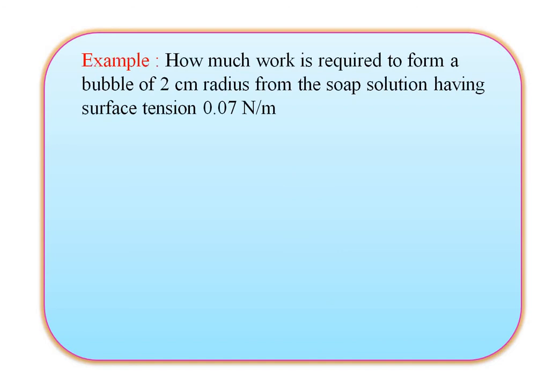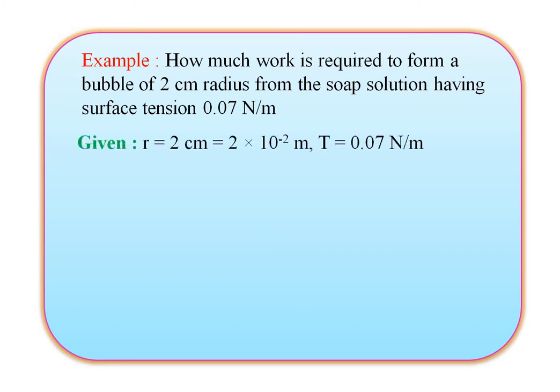How much work is required to form a bubble of 2 cm radius from the soap solution having the surface tension 0.07 Newton per meter? So this one is the example of the 2 marks. Let's see the given data first.